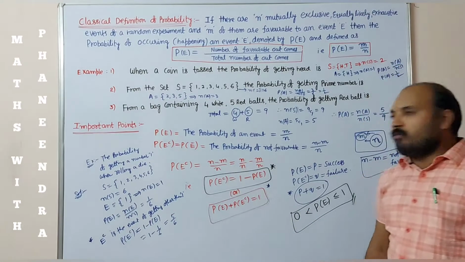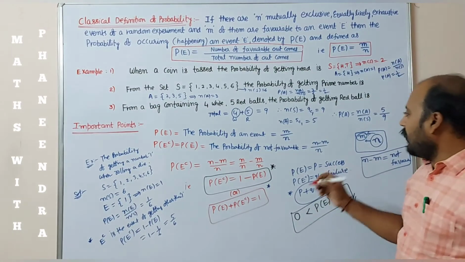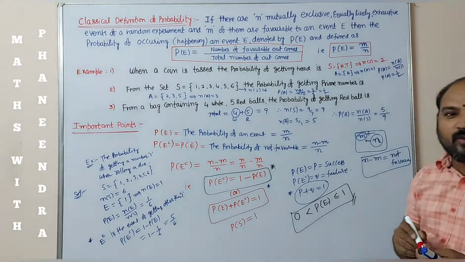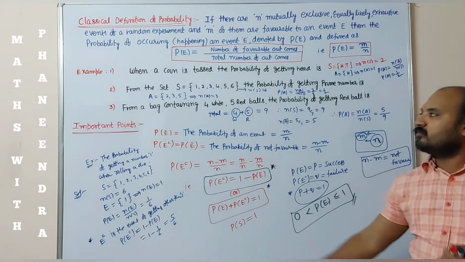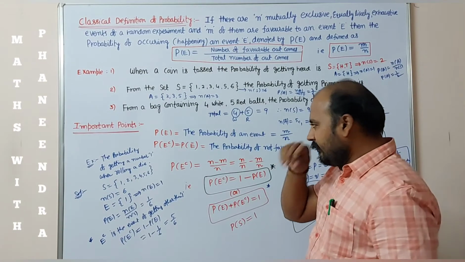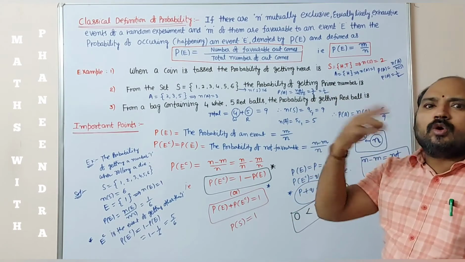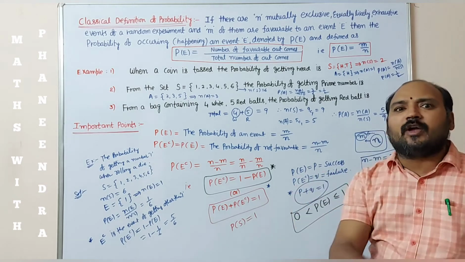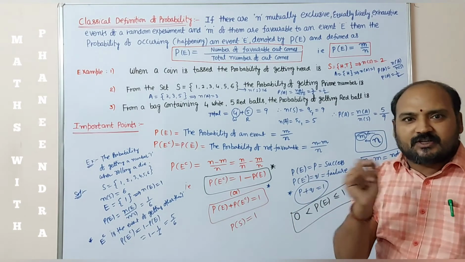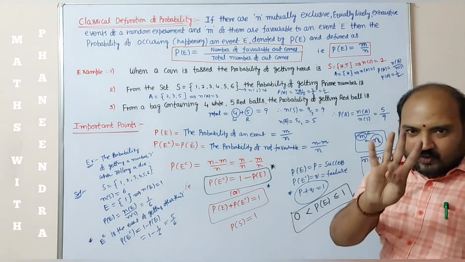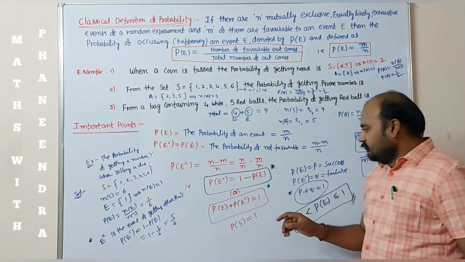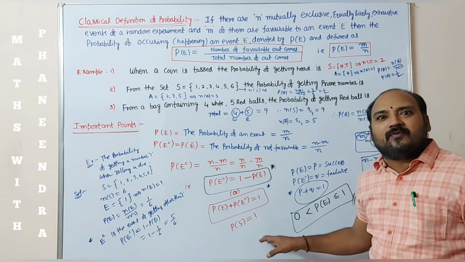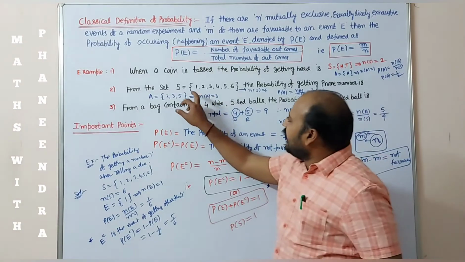Here is one more result: the probability of the sample space is always equal to 1. Sir, how will the probability of the sample space be 1? For example, sample space means all the outcomes of the experiment. Suppose you conduct an experiment of tossing a coin twice: HH, HT, TH, TT, 4 outcomes will come. P of S is equal to favorable outcomes 4 by total outcomes 4, which becomes 1.